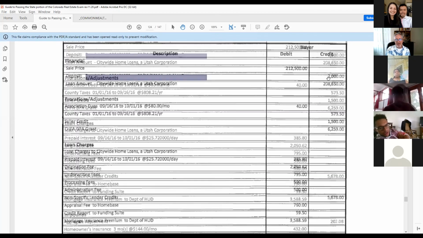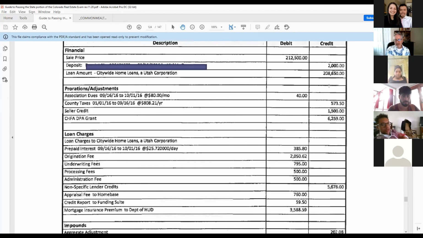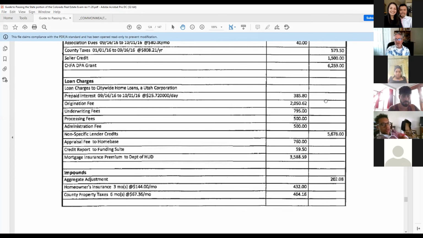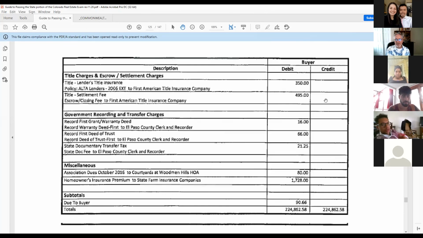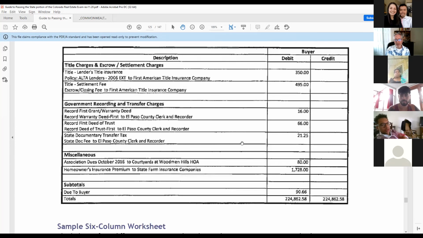Okay, you have the sales price is a debit to the buyer. They put $2,000, that's a credit, and they're going to get a loan for $208. That's a credit. Then we calculate the rest of the debits and credits, add up the columns, and we'll find that the buyer needs to bring in, looks like there's going to be some prorations in here for sellers. So the buyer's only have to come up $90. Pretty cool, because seller's covering some costs in here for them on this particular example.